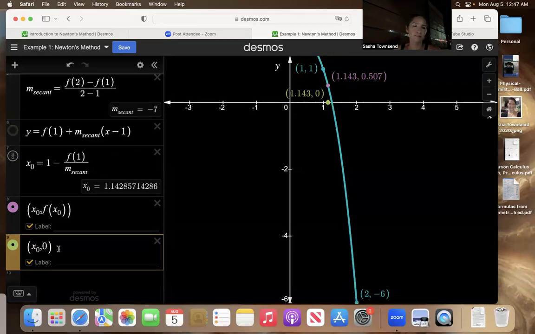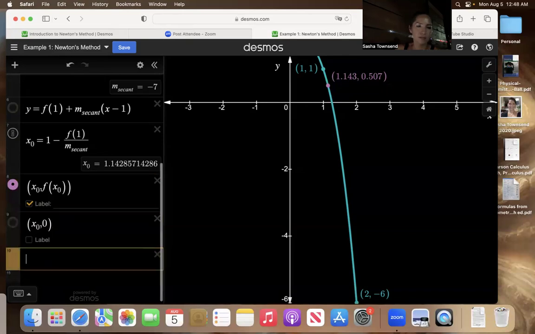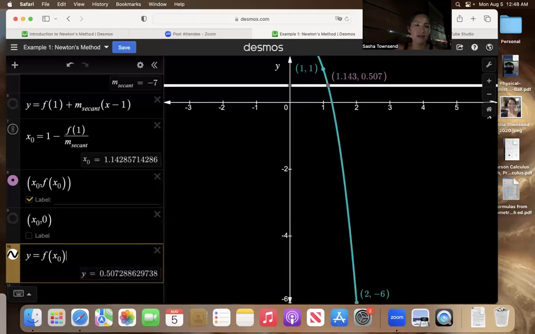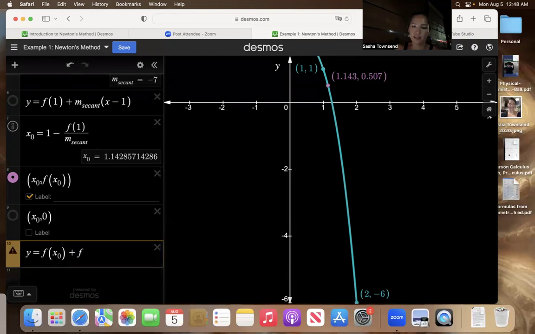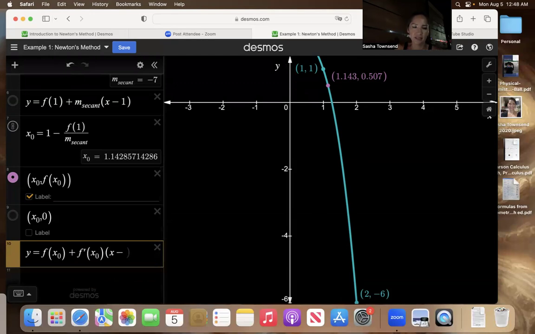So let's find the secant line, or excuse me, the tangent line at x naught, f of x naught. So we have the next tangent line is y equals f of x naught, or the last time we used the secant line, now we're going to use the tangent line, plus the slope at x naught times x minus x naught.